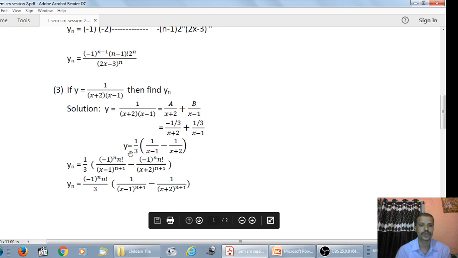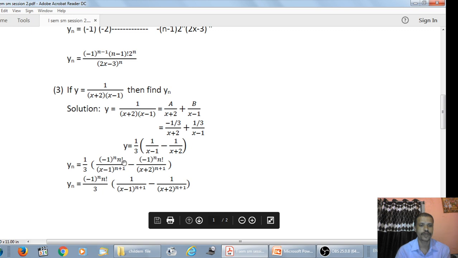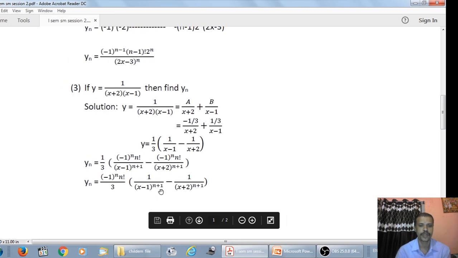We can bring this to an even simpler form, and this is the common term, take outside. Minus 1 to the power of n factorial n by 3. The remaining is 1 by (x minus 1) to the power of n plus 1 minus 1 by (x plus 2) to the power of n plus 1.